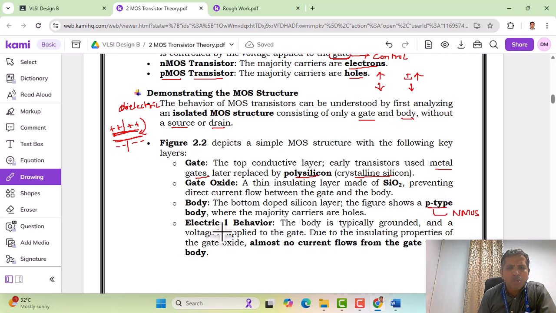The next one is the electrical behavior. The body is typically grounded. In most of the transistors, we ground the bulk or body, and the voltage is applied to the gate. Due to the insulating properties of the gate oxide, almost no current flows from the gate to the body, because the silicon dioxide acts as an insulator. It's a good, practically perfect insulator. Therefore, there will be no current flow from the gate to the body. Practically, there may be some leakage current, for example nanoampere or picoampere, but that's going to be very small in the MOSFET.